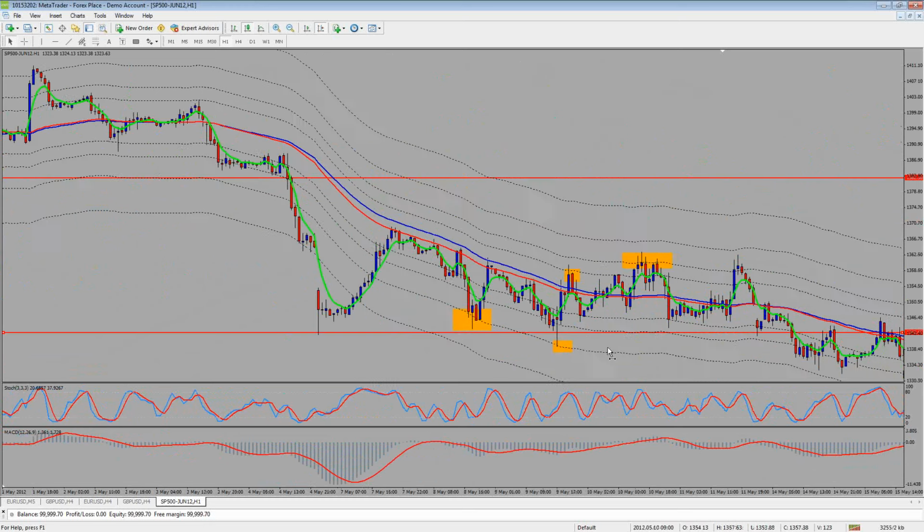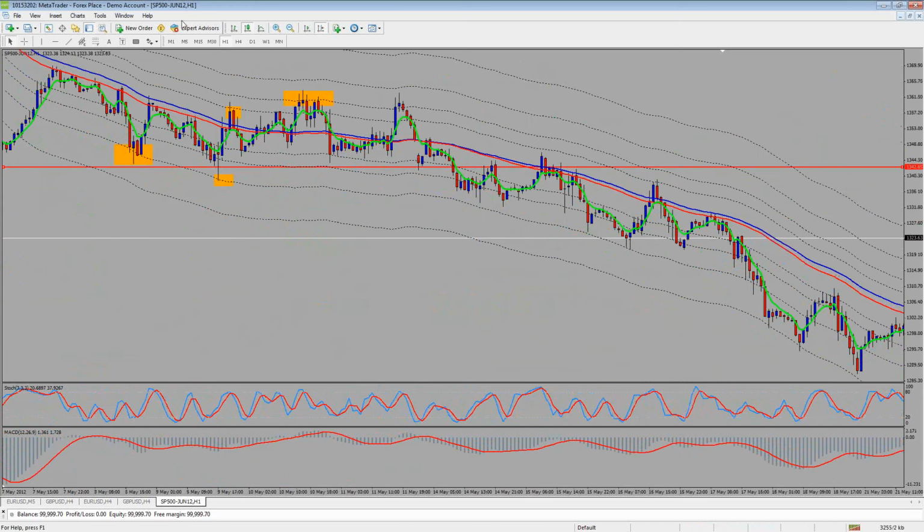Just like we said around here, where we had long wicks, where we had this support from the Fibonacci level, and we had this downtrend line, this lower channel line.